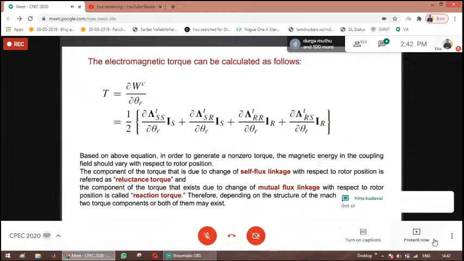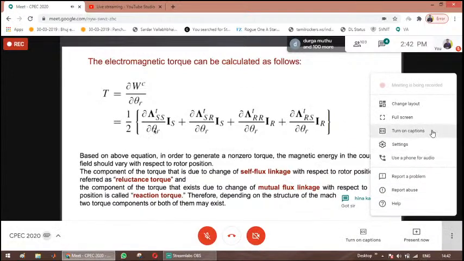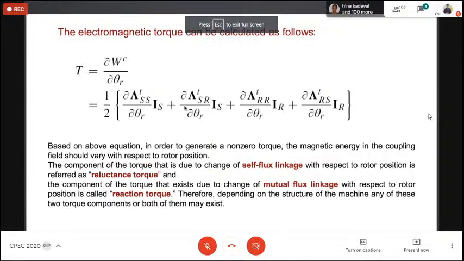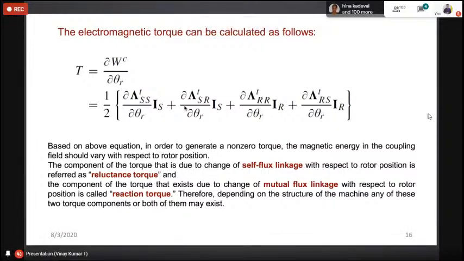And the third component here, when both are finite, then you will get reaction torque. Reaction torque is mainly because of mutual flux. Reluctance torque is mainly because of self flux. Right? Keep that in your mind. Try to remember this expression. Later we'll try to understand this expression based on the structure of the machine.